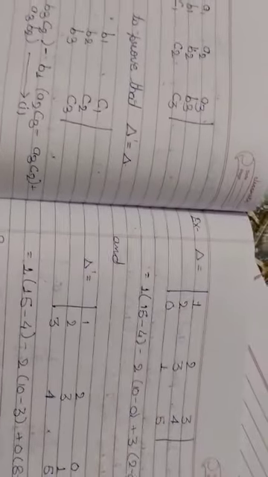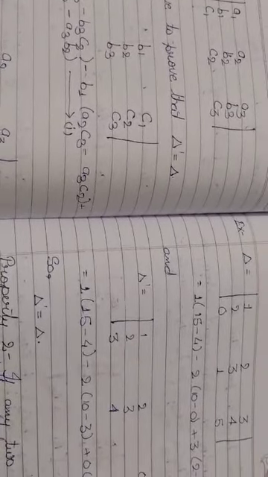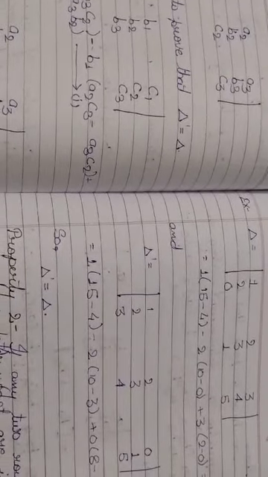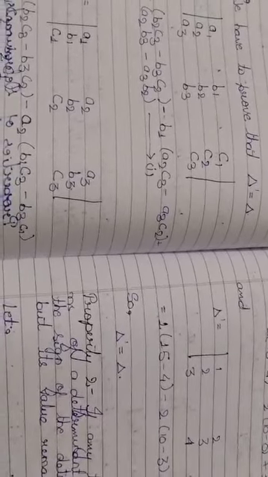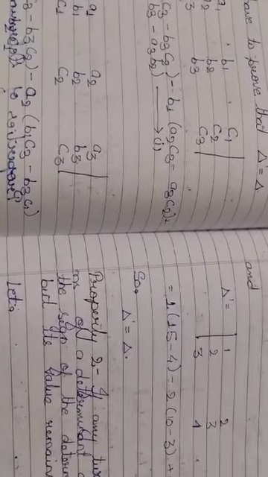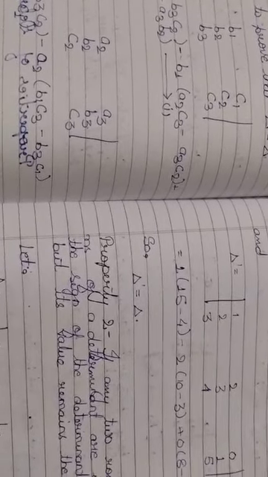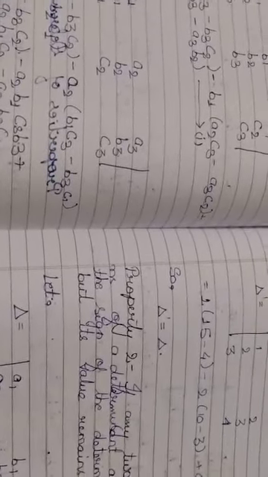Now let's move towards an example. Delta is 1 2 0, 2 3 1, and 3 4 5, which gives 1 times (15 minus 4) minus 2 times (10 minus 3) plus 3 times (2 minus 0), equal to 3. And delta dash is 1 2 3, 2 3 4, and 0 1 5, giving 1 times (15 minus 4) minus 2 times (10 minus 3) plus 3 times (2 minus 0), equal to 3. So delta dash is equal to delta. So this is the first property. Now let's move towards the second property.